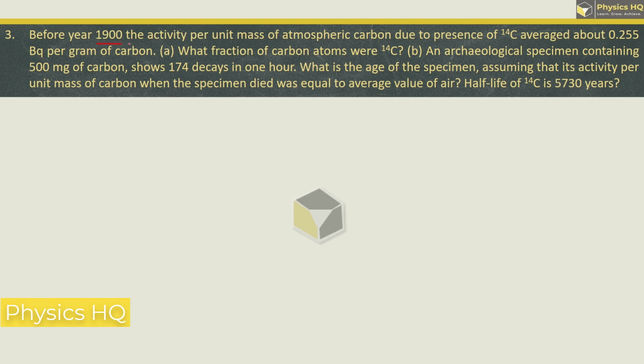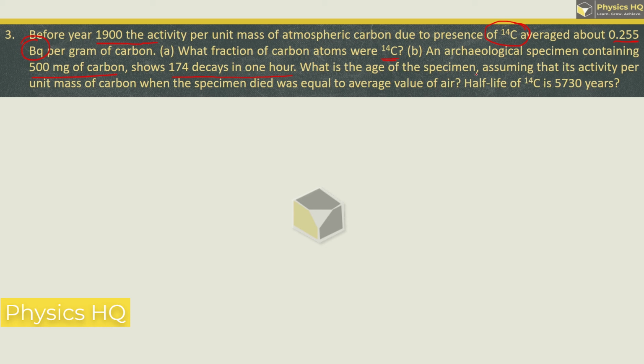Before year 1900, the activity per unit mass of atmospheric carbon due to presence of carbon with mass 14 averaged about 0.255 becquerel per gram. Becquerel over here means 1 disintegration per second. What fraction of carbon atoms were this isotope? An archaeological specimen containing 500 mg of carbon shows 174 decays in 1 hour.